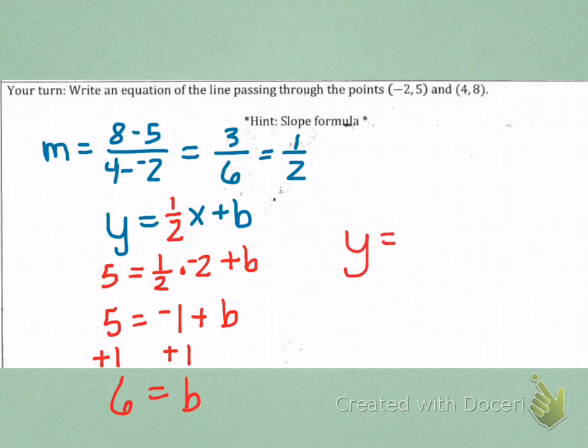So I go back to my y equals mx plus b form, and I already figured out that the slope was 1/2. And now I know that the y-intercept is 6. Remember to take all your questions into your algebra teacher.